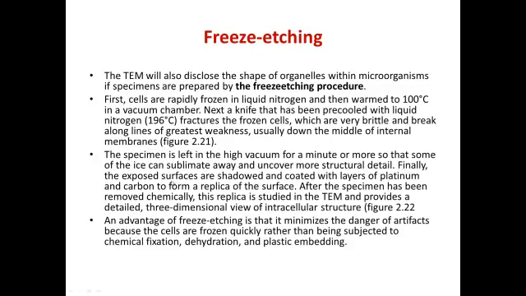So finally, the exposed surfaces are shadowed and coated with layers of platinum and carbon that form a replica of the surface. After the specimen has been removed chemically, the replica can be studied by the transmission electron microscope and it provides a detailed three-dimensional view of the intracellular structure. The advantage of freeze etching is that it can minimize the danger of artifacts because the cells are frozen quickly rather than being subjected to chemical fixation, dehydration, and plastic embedding.